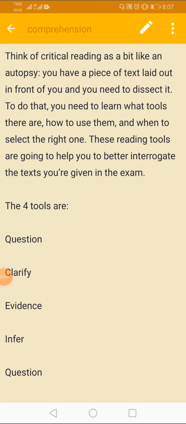So today we're going to learn more of comprehension. I'm going to teach you a few skills of comprehension. So here, let's see. It says, think of critical reading as a bit like an autopsy. So everyone knows an autopsy, right?